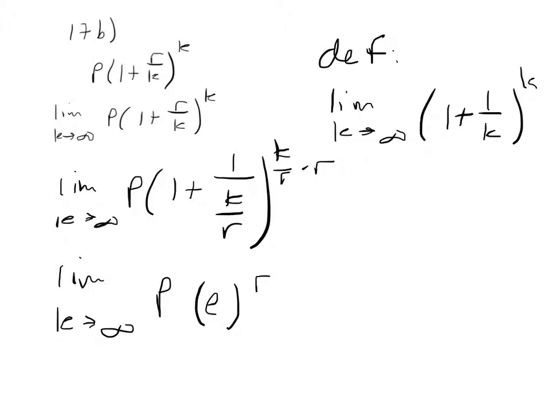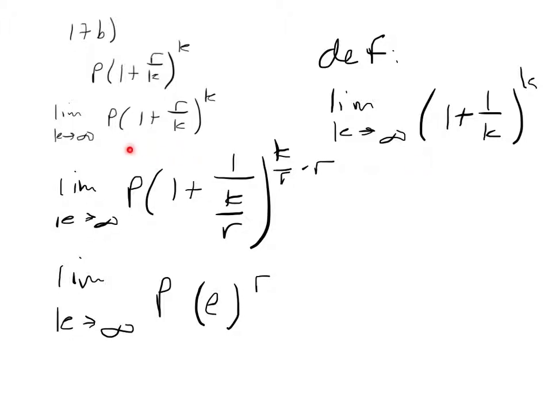For 17B, they ask me to consider what happens to this expression, P times 1 plus R over K to the K, as K gets large. Let's use the limit notation that we've developed: the limit as K goes to infinity of this. I look at that and say, that should look kind of familiar. I've got a denominator going large, an exponent going large, and a 1 plus. That's my definition of e. e is the limit as K goes to infinity of 1 plus 1 over K to the K.